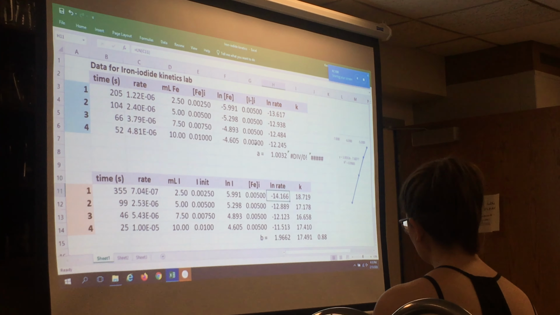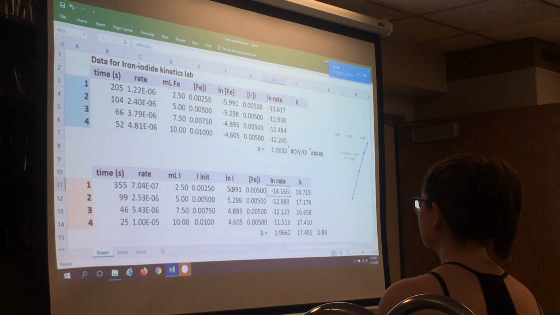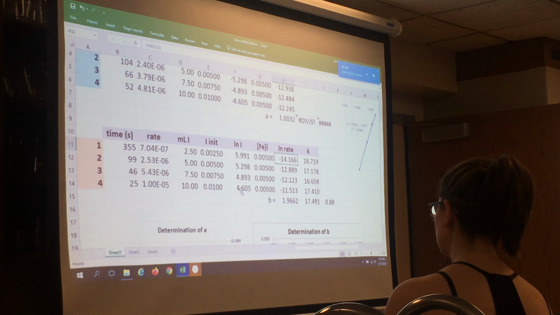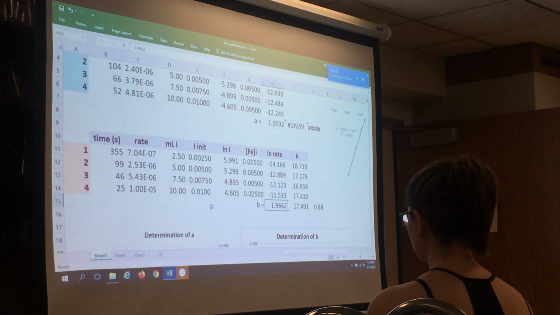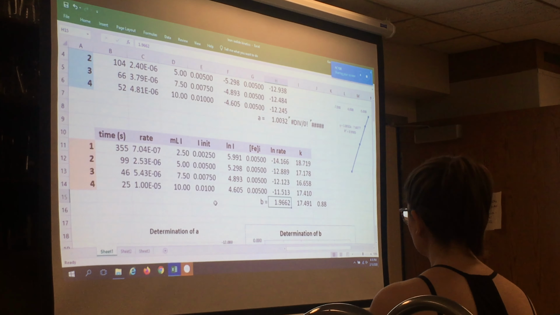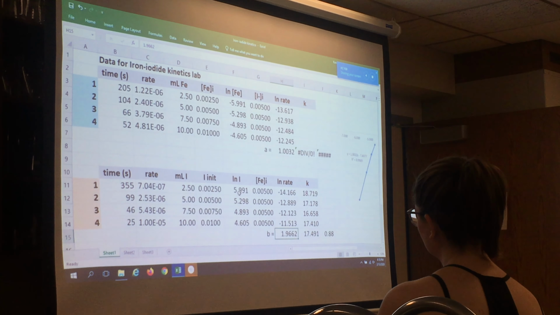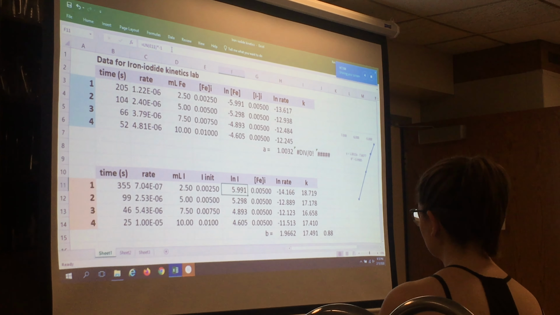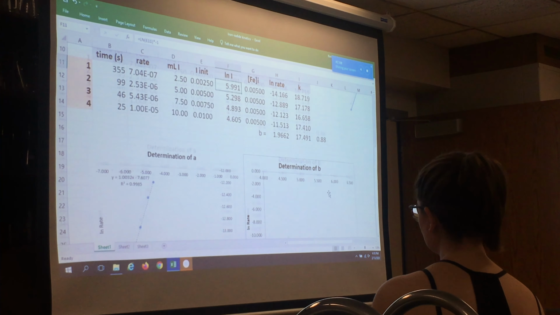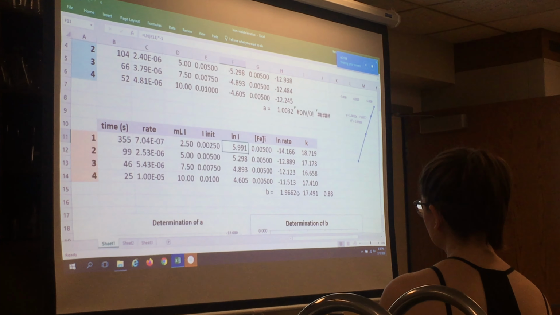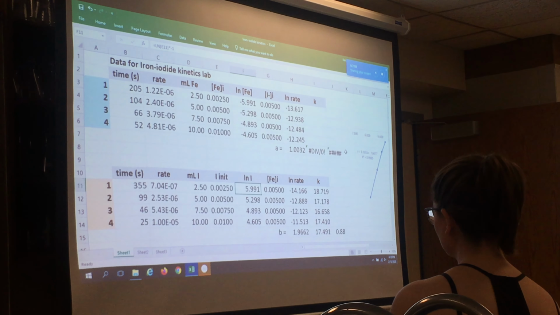The calculations are exactly the same for natural log of iodide, natural log of rate. If we do that plot, we get a slope of 1.9662 with these numbers. So you do exactly the same thing down here that we did above. All right, now, 1.9662, so those are the two slopes. Now we know the values of A and B. Any questions so far?